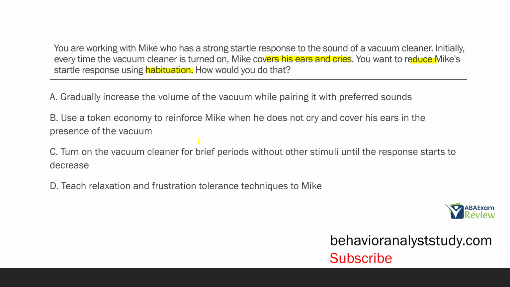B, use a token economy to reinforce Mike when he does not cry and cover his ears in the presence of the vacuum. B is going to be a reinforcement strategy, or reinforcing Mike for doing something else instead of crying and covering his ears, but it's still not habituation.